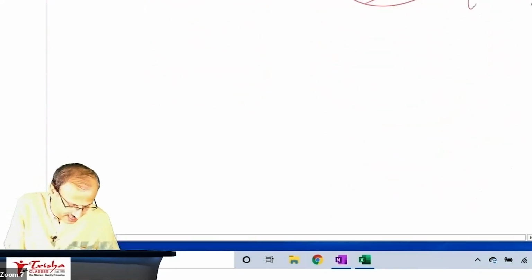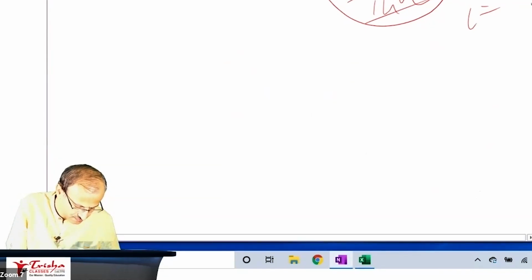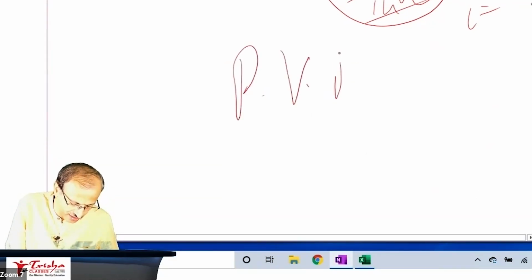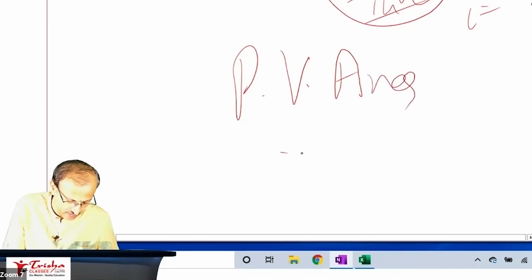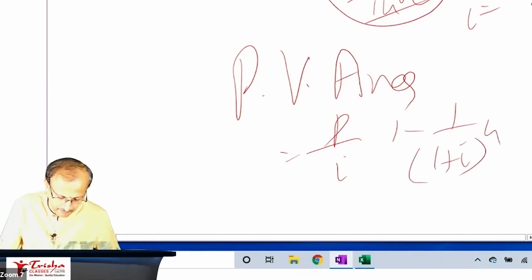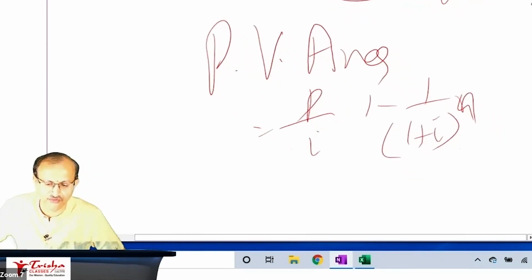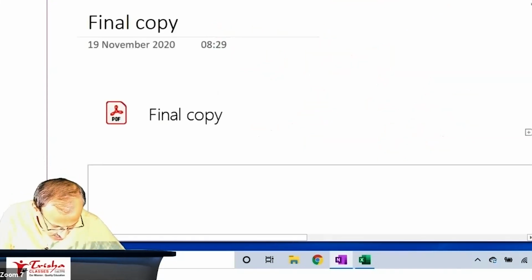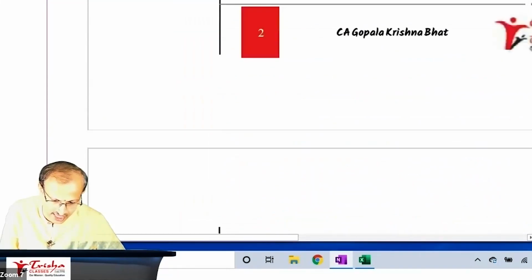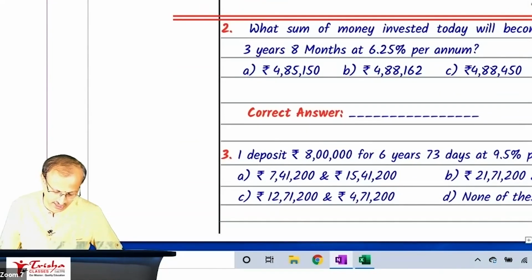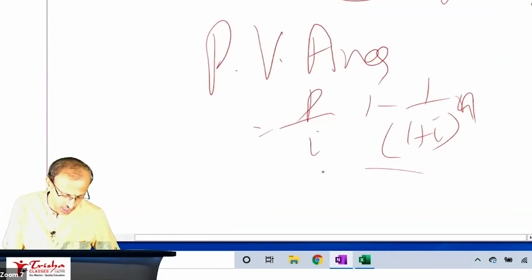Formula: present value of annuity regular is P by i times 1 minus 1 over 1 plus i to the power n. Please let me know what is the value of P. First, what is the value of P? I will not answer first. Quick, boys and girls, where are you? P is 14,000. N is equal to how many installments? 4. i is equal to the interest rate. It is given in the question, 18%. Okay, it is given as 18%. You will get the answer.